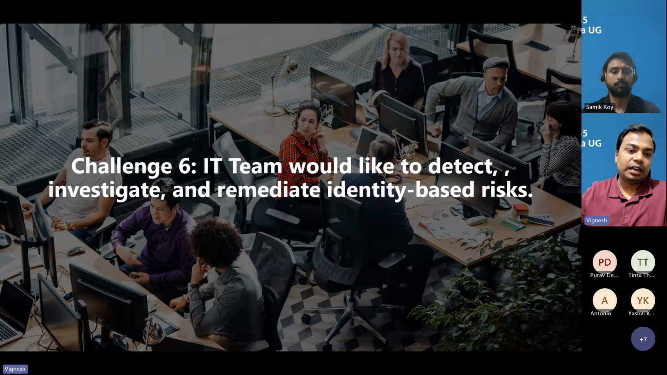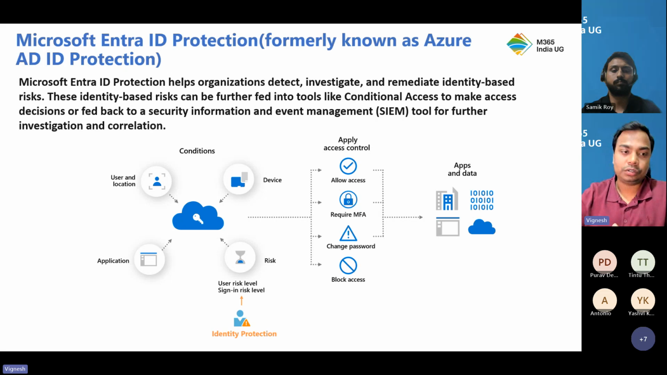And then for the sixth challenge, the IT team would like to detect, investigate, and remediate identity-based risks. Of course, out of all the threat vectors out there today, identity is the most prone one. That is the one the bad actors go after at the very first point, right? So how do you protect those? For that, the product that we want to showcase is Microsoft Entra Identity Protection. This was formerly called Azure AD Identity Protection.